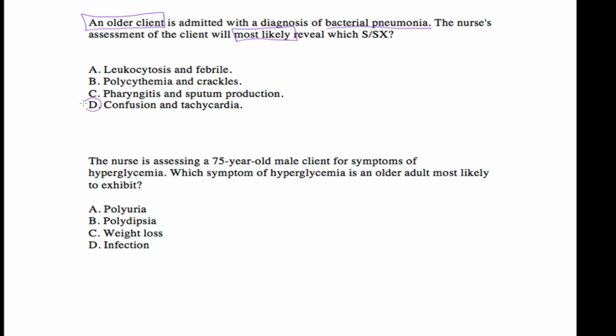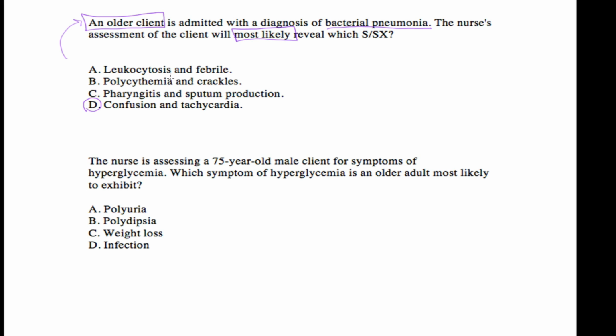In states like bacterial infection, and this includes pneumonia, UTIs, any other type of illness of that nature, confusion and tachycardia is typical in the older client. So this is an example of how this makes it important. If it didn't say an older client, and we were just talking about any age, a young client, a 20-year-old client, a 30-year-old client, then these signs and symptoms are what we would expect to see.